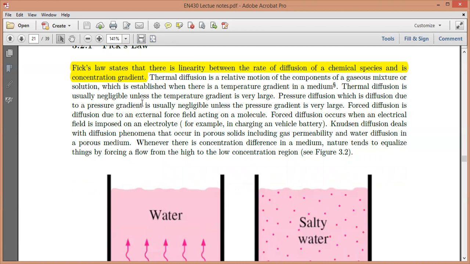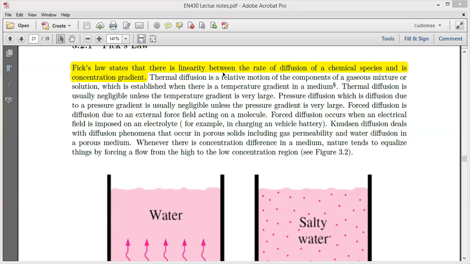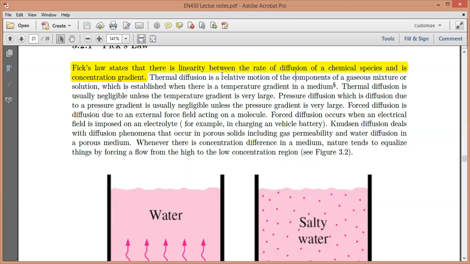Then there's also a concept that is known as thermodiffusion. So thermodiffusion is basically a relative motion of the components of a gaseous mixture or a solution, which is established when there is a temperature gradient in a medium. I'll read that again. It's a relative motion of the components of a gaseous mixture or solution, which is established when there is a temperature gradient in a medium. So thermodiffusion happens when you have a difference in temperature, basically. However, thermodiffusion is usually negligible unless the temperature gradient is very large.